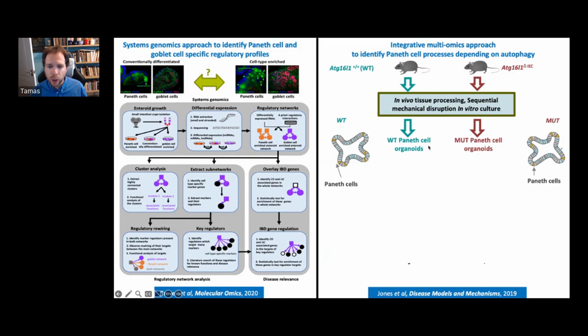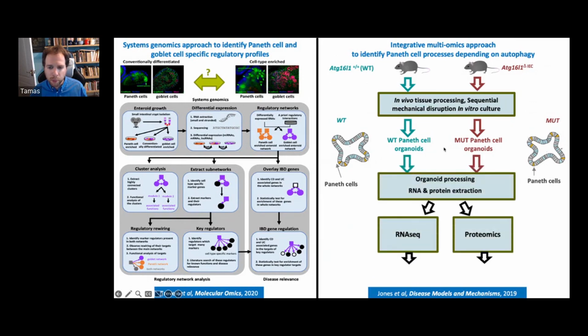Basically, we grew Paneth cell enriched organoids from these, and then did a multiomics analysis, so both transcriptomics and proteomics from these organoids. Mainly we focused on the proteomics side. We were able to do a very interesting study showing why autophagy is essential in Paneth cells, and we identified lots of things that were not known before, connections relevant for Crohn's disease and its therapy.